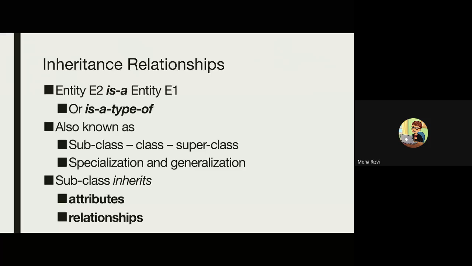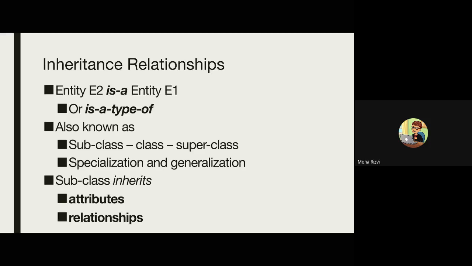It's a relationship of inheritance, or where we can say something like entity 2 is an entity 1, or entity 2 is a type of entity 1. And that's something you're very familiar with. It's the kind of subclass, superclass relationship. And it can also be known as specialization and generalization, or one or the other. So those words actually mean the same thing. It just depends which direction you're going.